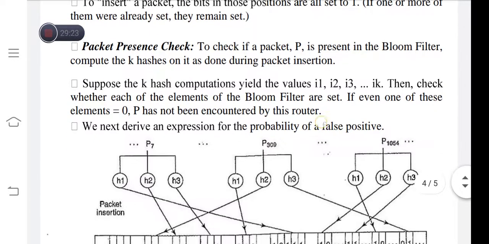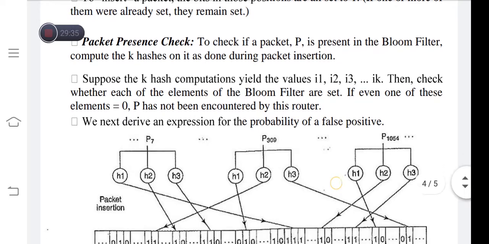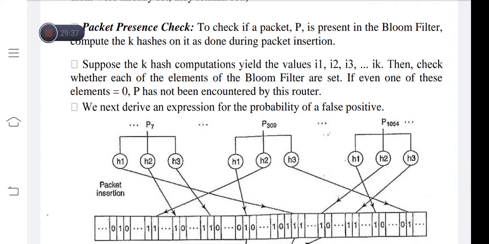So now, how to perform the packet presence check? To check if a packet P is present in the Bloom filter, again we are going to compute the k hashes on it as we did during the packet insertion. So suppose the k hash computation again leads to the values I1, I2, I3, etc., up to Ik. Then we are going to check whether each of the elements of the Bloom filter is set.